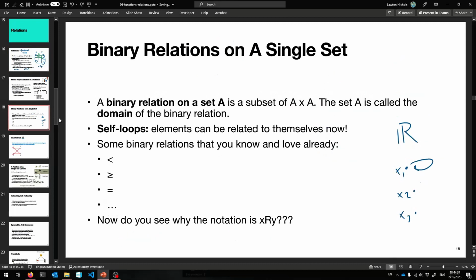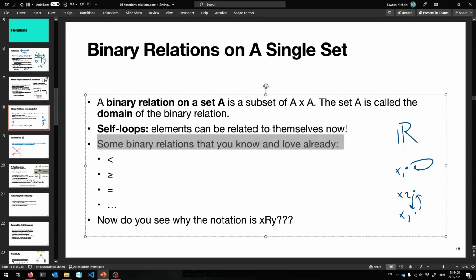So x1 could be related to itself, and then x2 can be related to x3. x3 can also be related to x2. That's all possible now because the elements of the domain can be related to each other. It's A cross A, so elements of A relating to other elements of A. All right, so this is called a self loop. It's possible now. x1 can be related to itself. That's totally fine.